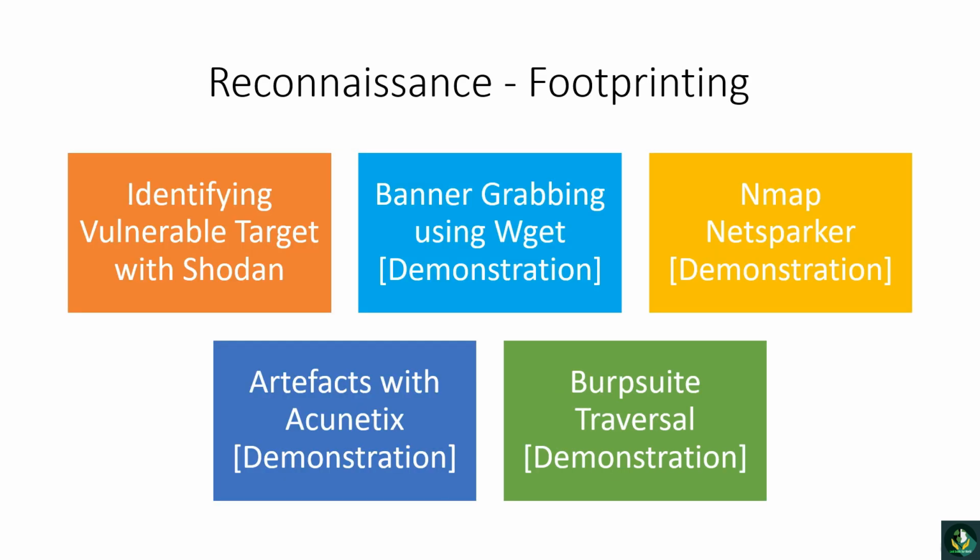and then we're going to learn the reconnaissance part, which is for footprinting. In this part we're going to learn identifying the vulnerable target with Shodan, banner grabbing using wget, and we will also use demonstrations of nmap and Netsparker, which will be demonstrated using the Kali Linux machine, artifacts with Acunetix, and then at the end we are going to learn directory traversal.